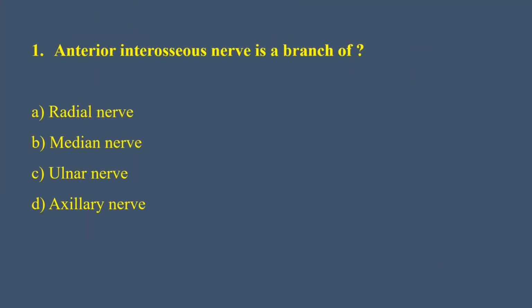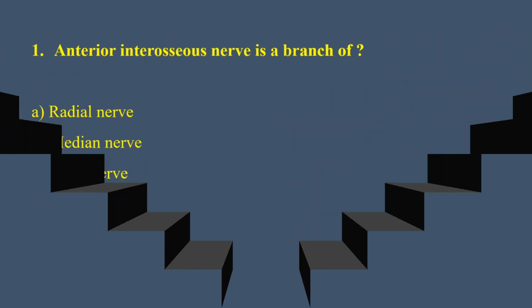Question 1. Anterior interosseous nerve is a branch of A. Radial nerve, B. Median nerve, C. Ulnar nerve, D. Axillary nerve. Answer is B. Median nerve.